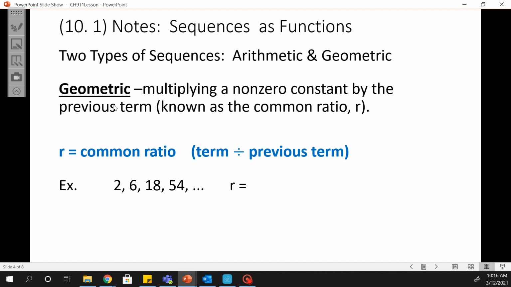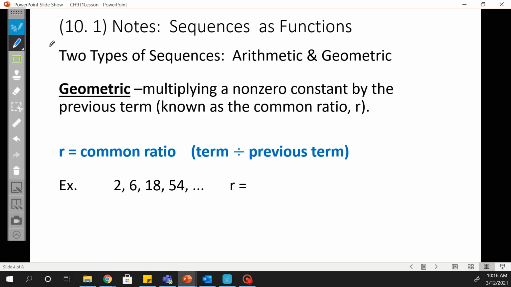The other type of sequence that we are going to see is geometric. A geometric sequence is constructed by multiplying a non-zero constant by the previous term. And this non-zero constant that you're multiplying by is referred to as the common ratio. You can find the common ratio by taking a term and dividing it by the previous term. So in our example here, we have 2, 6, 18, 54.